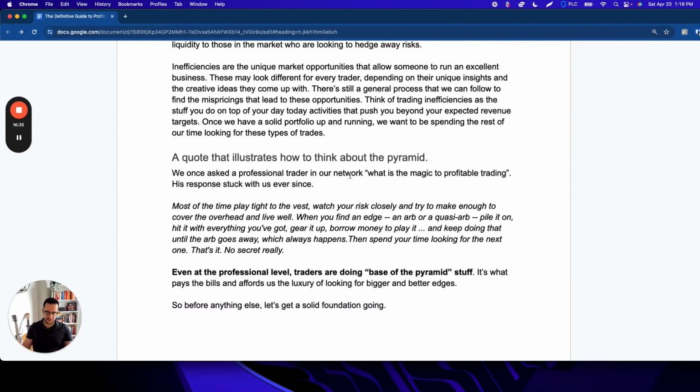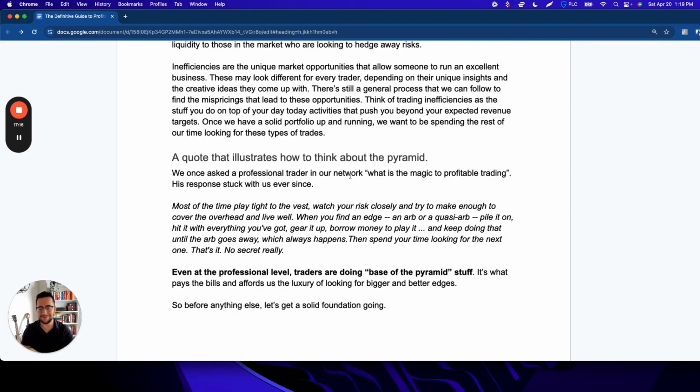There's a really cool quote that we have that tells you how to think about this pyramid. We once asked a professional trader, what's the magic to profitable trading? And this was his response. He said, it's a poker reference, but he said, most of the time, play tight to the vest. Watch your risk closely and make enough to cover the overhead and live well. When you find an edge, like an arbitrage or a quasi-arbitrage, pile it on, hit it with everything you've got, gear it up, borrow money to play it, and keep doing it until the arb goes away, which always happens. And then spend your time looking for the next one. That's it, no magic.